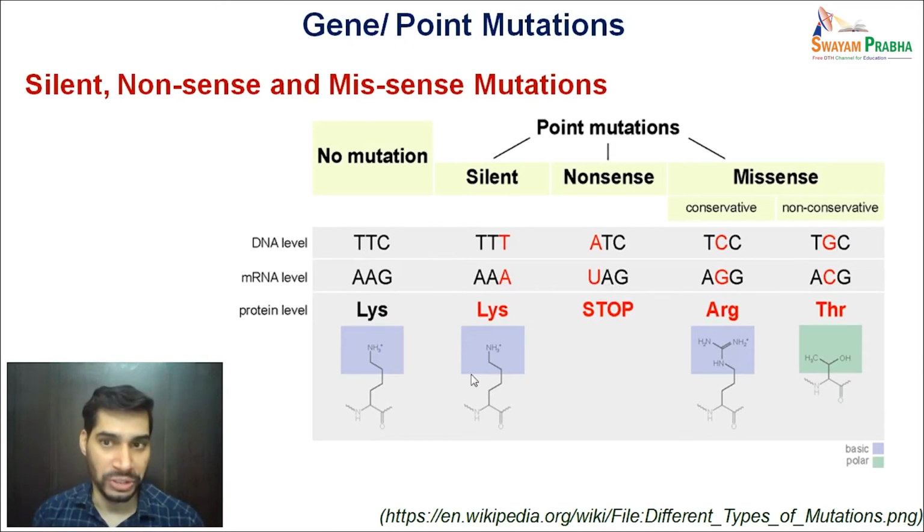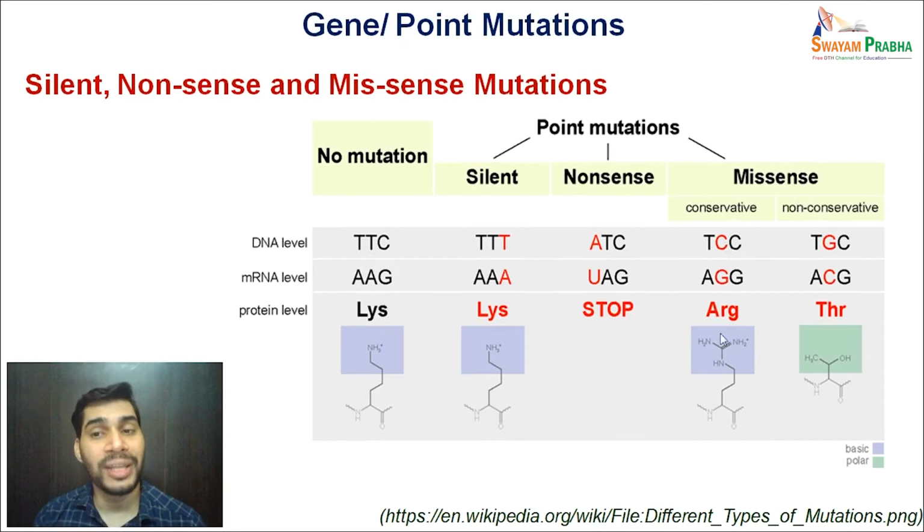point mutation. Then there are mutations which are called missense mutations. That means they change the sense of amino acids or the proteins as such. The missense mutation can be of two types. One is called conservative, another one is called non-conservative. In conservative, there is a change or mutation, and the type of amino acid which is being formed has almost similar physicochemical properties to the initial amino acid without the mutation.